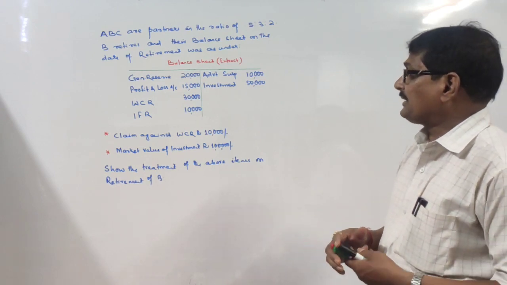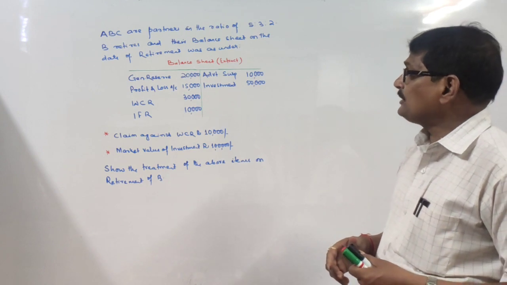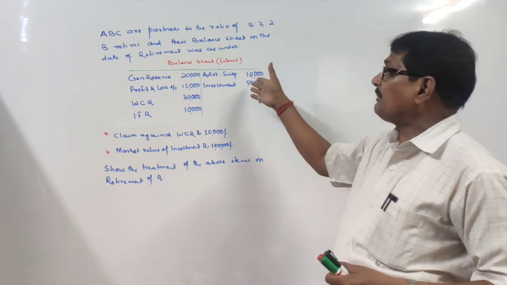Now A, B and C are partners in the ratio of 5:3:2. B retires and their balance sheet on the date of retirement, this is an extract of the balance sheet.